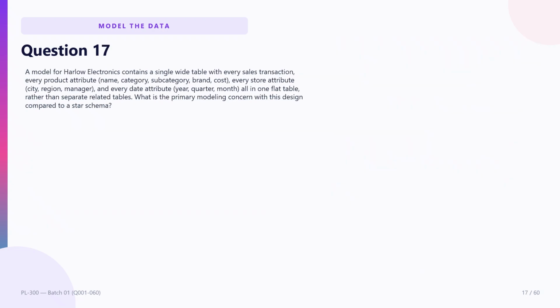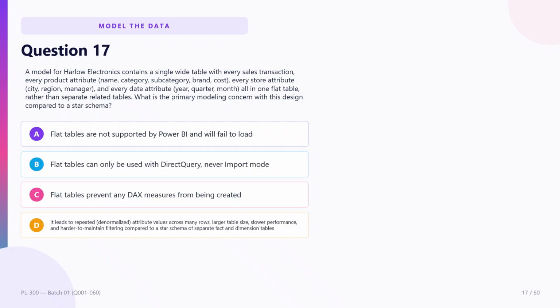Question 17. Model the data. A model for Harlow Electronics contains a single wide table with every sales transaction, every product attribute, name, category, subcategory, brand, cost, every store attribute, city, region, manager, and every date attribute, year, quarter, month, all in one flat table, rather than separate related tables. What is the primary modeling concern with this design compared to a star schema?